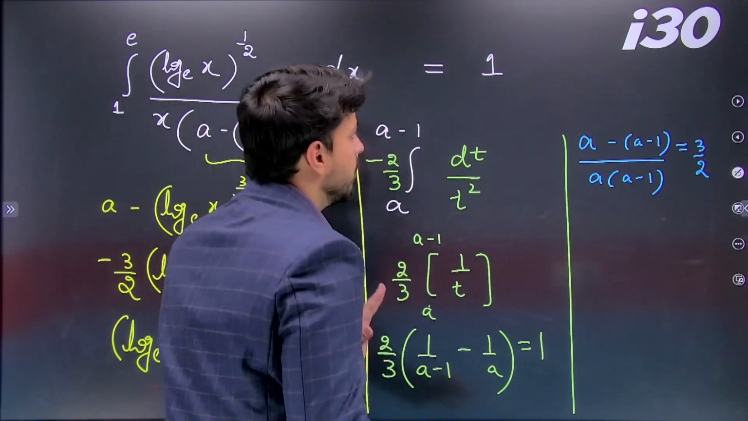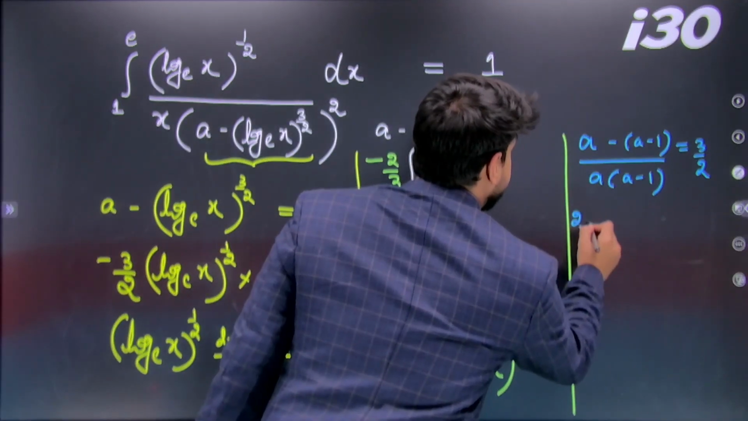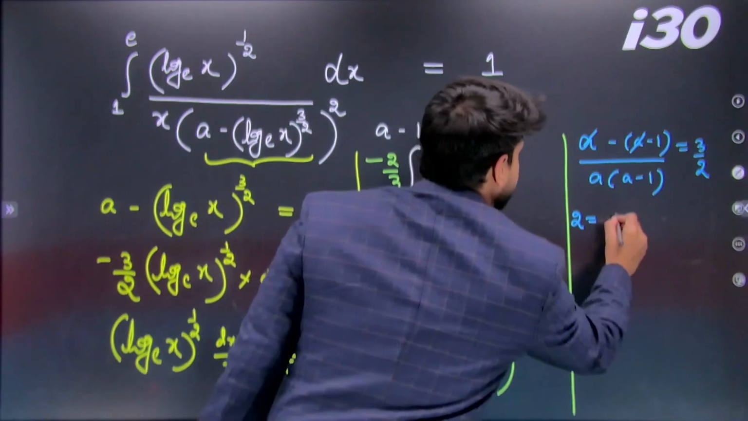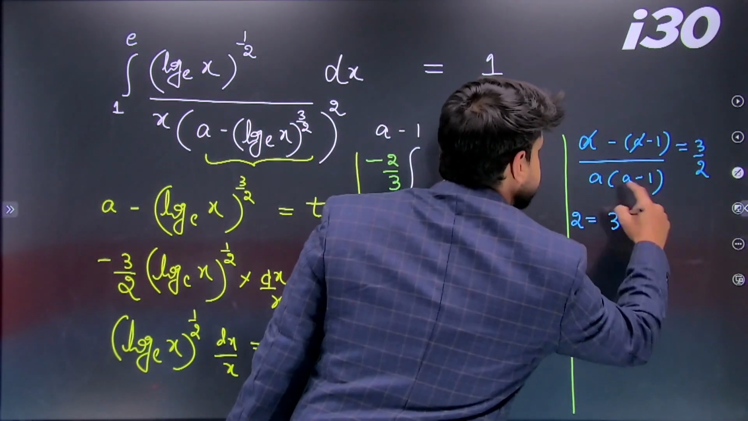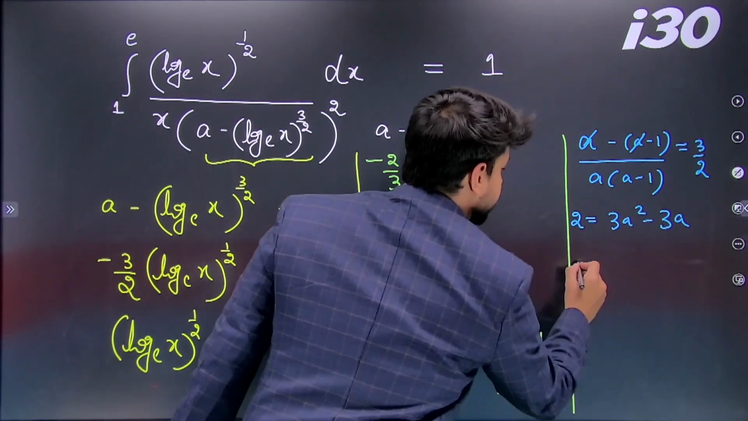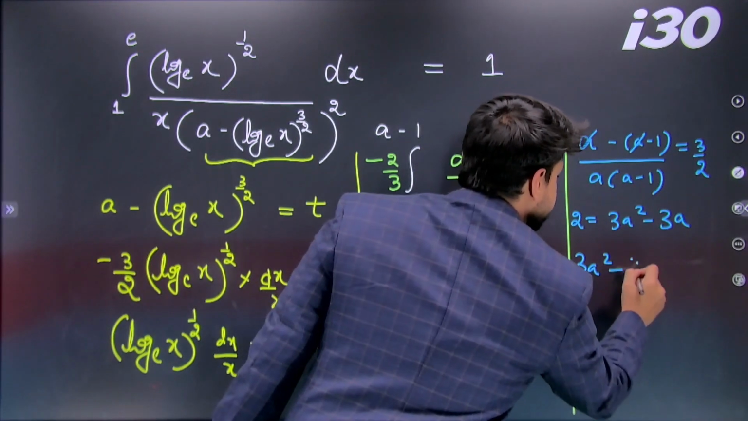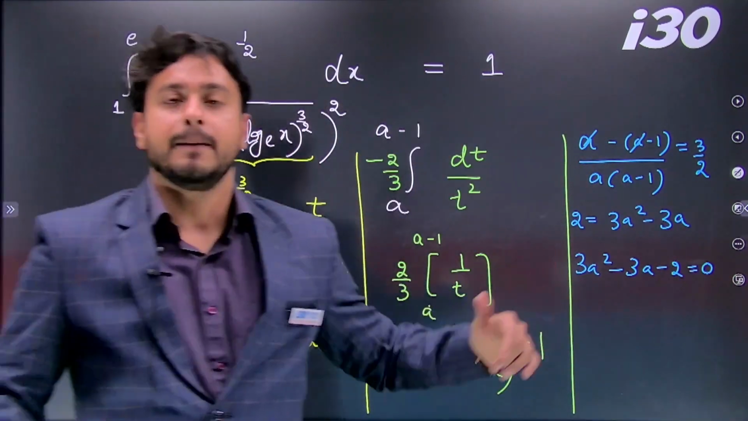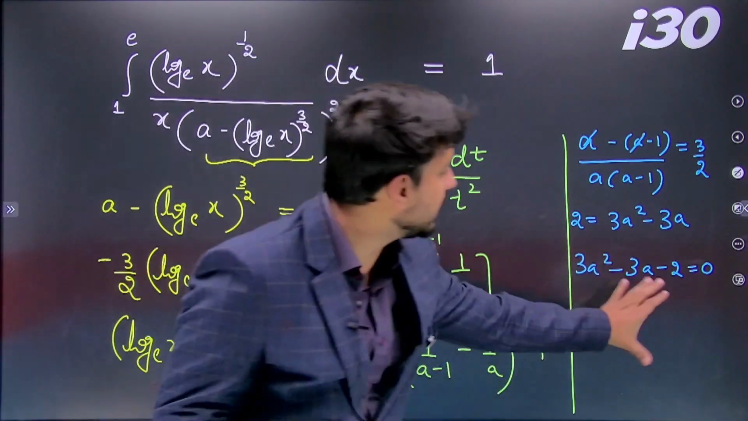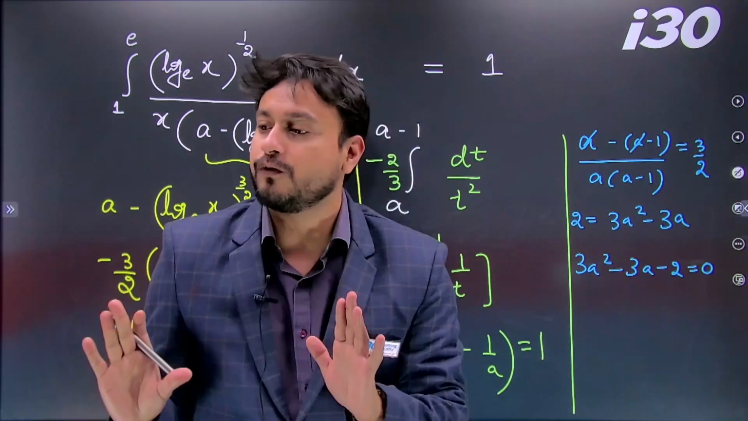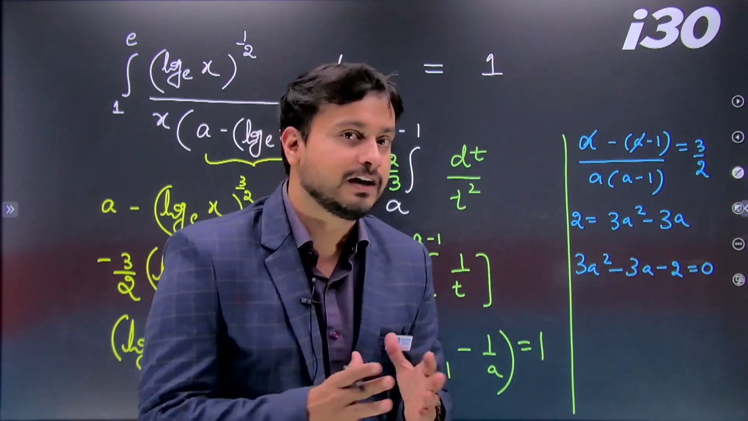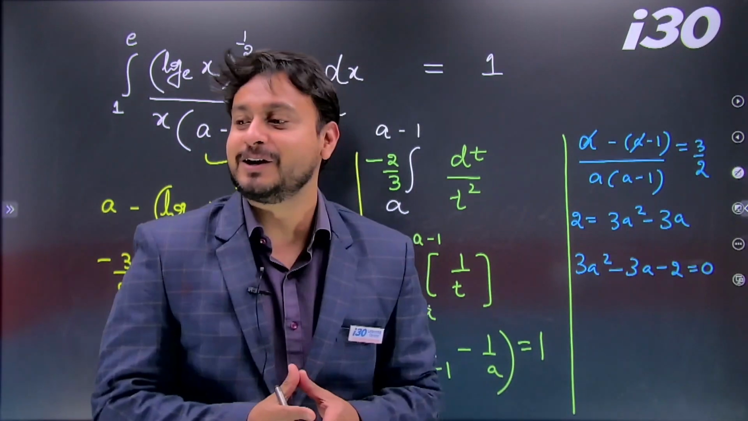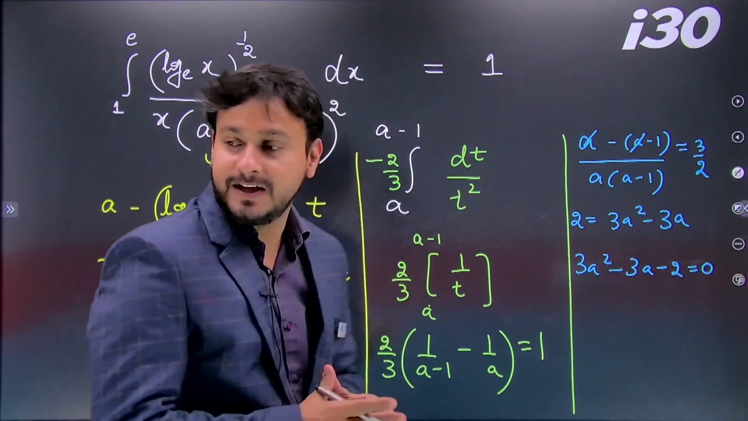It looks like a quadratic, a pretty simple quadratic. Because a and a will cancel out, we will get 2 equals 1 into 3a square minus 3a. So finally we will get 3a square minus 3a minus 2 equals 0. This is my quadratic, my dear students. It's a very basic quadratic that we have achieved, and so far it's not looking like a very difficult integral, though in advance there have been far more difficult questions asked from this very topic.